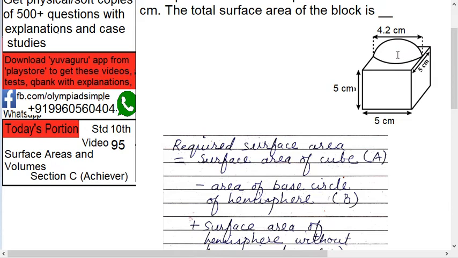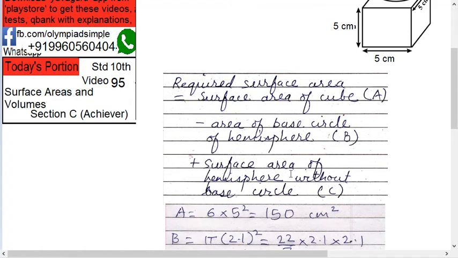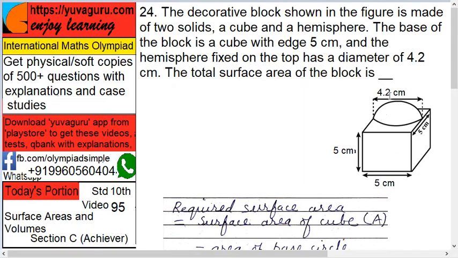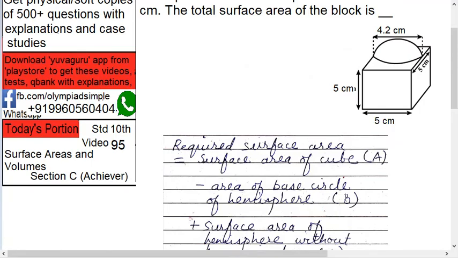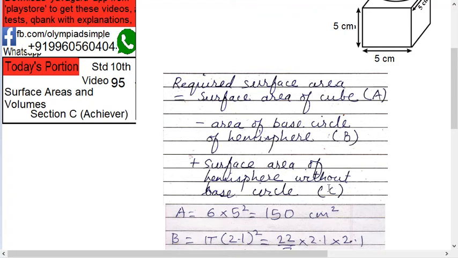Why are we subtracting it? Because once you take the surface area of the cube, this surface comes in the cube and also in the hemisphere. So you don't have to count it twice, you have to count it once only. That's why we are subtracting it. Plus the surface area of the hemisphere without the base, because if you take the base it will be counted twice. Once you understand this, it's very easy. So let's call this A, this B, and this hemisphere without base C.